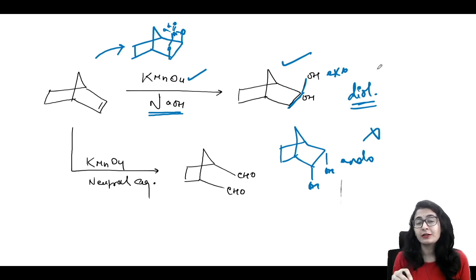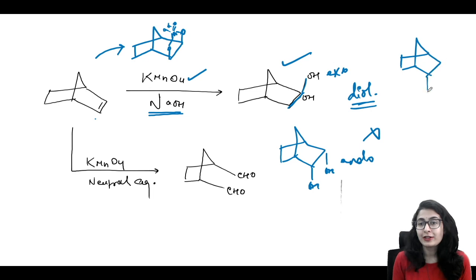इस पे CSIR NET में question आ चुका है. The same question maybe in the past few years, that this norbornene system, we want exodiol as well as we want endodiol. We also want this endodiol. वो कैसे मिलेगा?